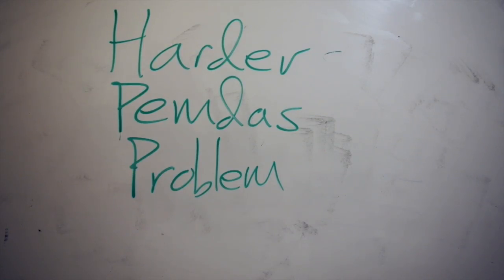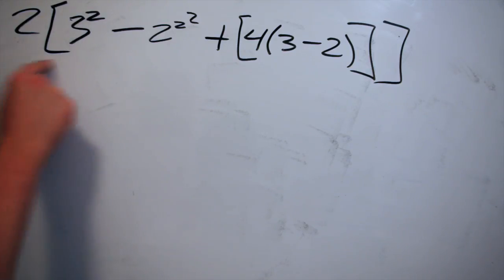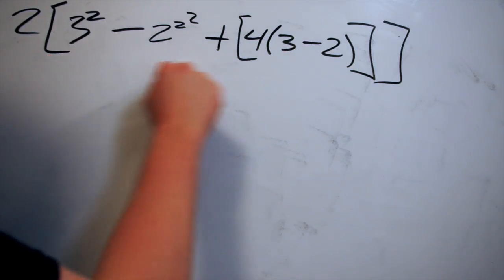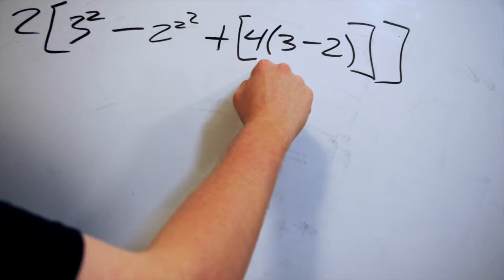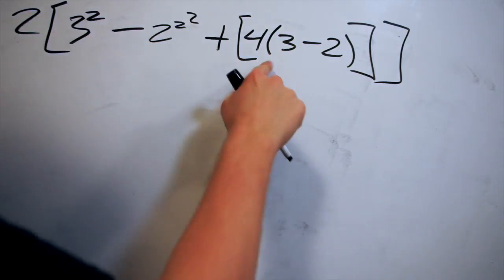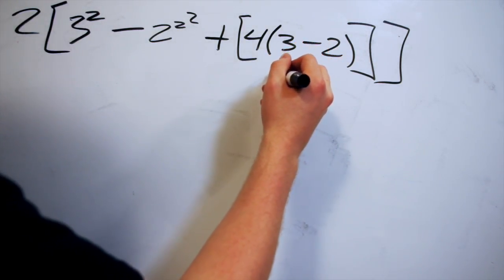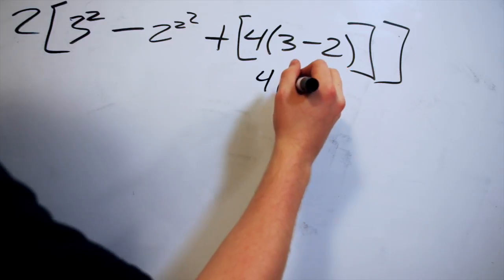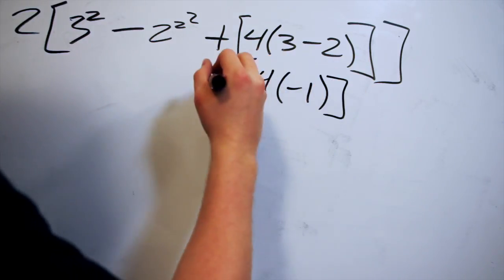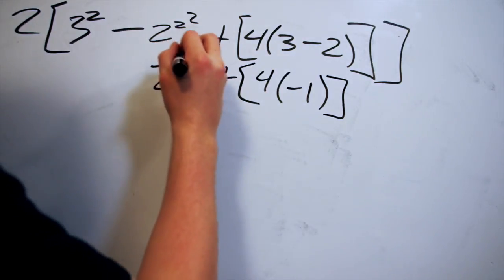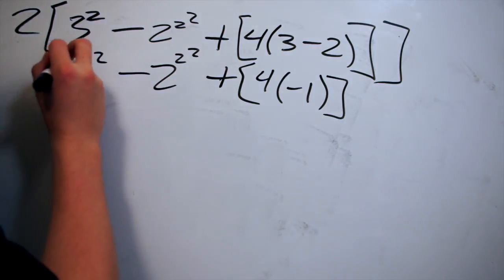And here comes a trial for us. Alright, so now we've come on to our harder problem. So it's 2 outside the brackets of 3 squared minus 2 squared squared plus 4 times 3 minus 2. So if you look at the 3 minus 2 inside the parentheses, that's our innermost parenthesis, and that's where we're going to start. So I'll give us 4 times negative 1. Close all the brackets. Now we're gonna add plus 2 squared squared minus, and then plus 3 squared.